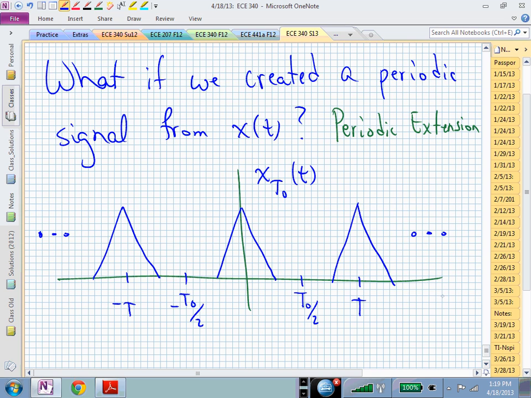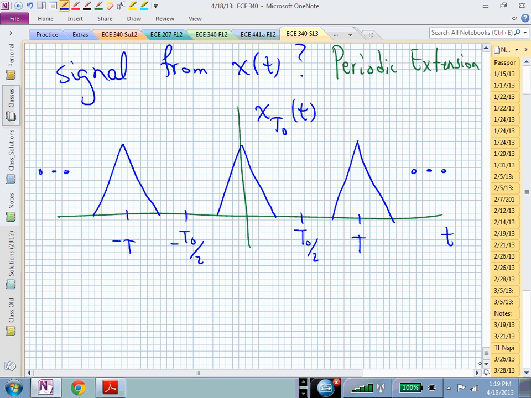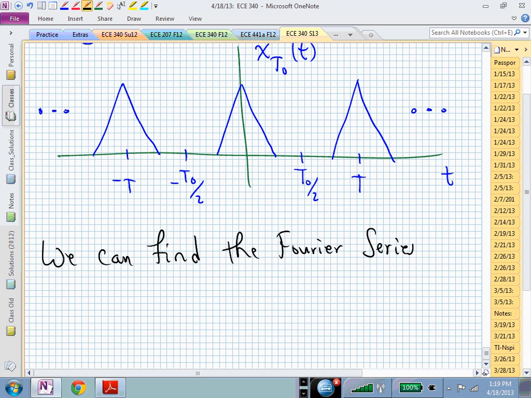Now that we have this periodic waveform, now we can do chapter 6. Now we're comfortable. We can now find the Fourier series for this newly created periodic extension of little x of t. And we're calling that waveform little x sub t sub 0 of t.